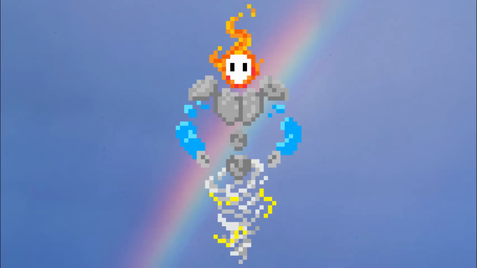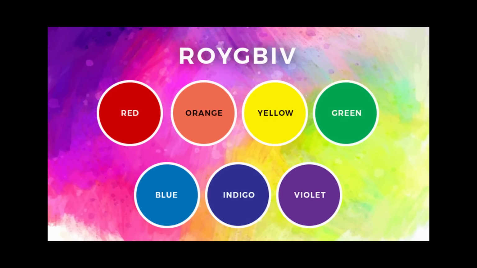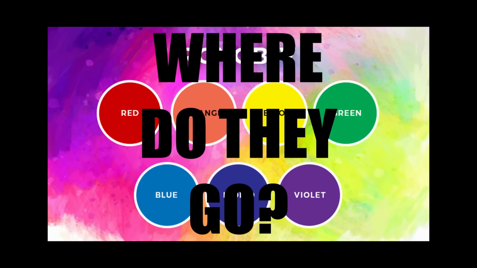But here's another question. Rainbows commonly don't have pink or brown in them. There's no white, gray, black, gold, cyan, magenta, chartreuse, crimson, any of those other colors in Roy G. Biv. Where do they go?